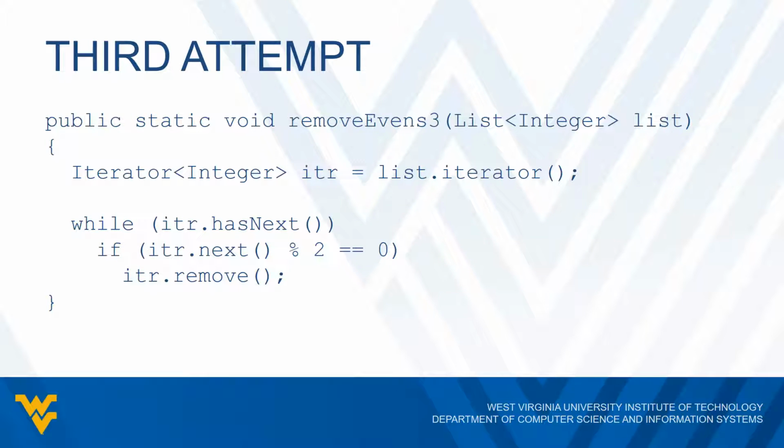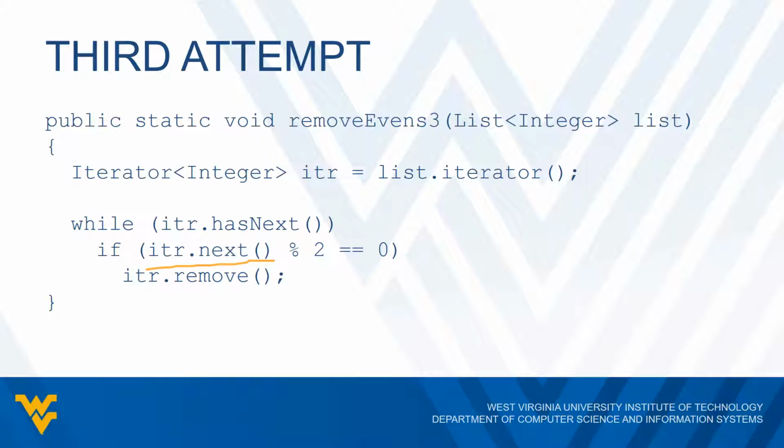Here is our third attempt at trying to remove even numbers. So we call this remove evens 3. So the first line, we're creating an iterator. So we'd have list.iterator. We're going to store that into itr. And then in our while loop, we're checking to see, is there still something in the list? So that's what hasNext is doing. If so, then I'm going to call itr.next right here.